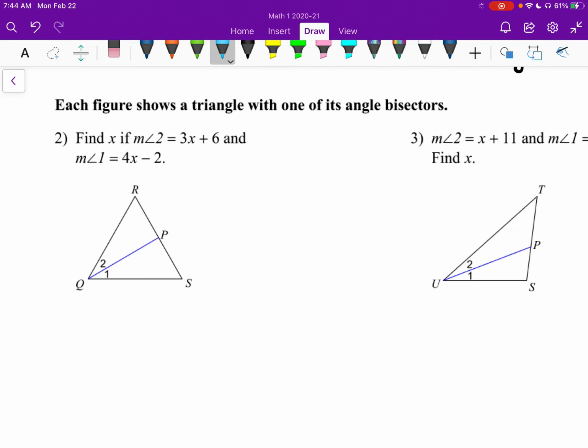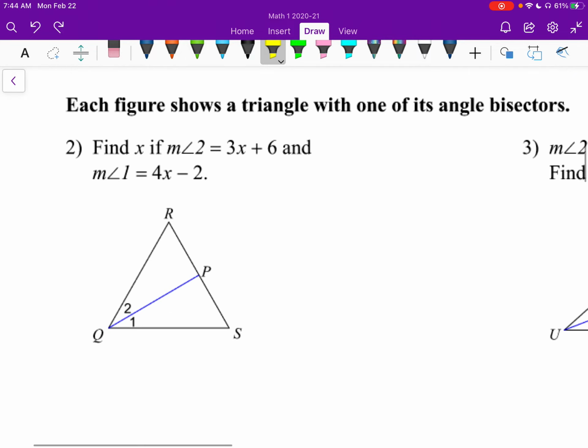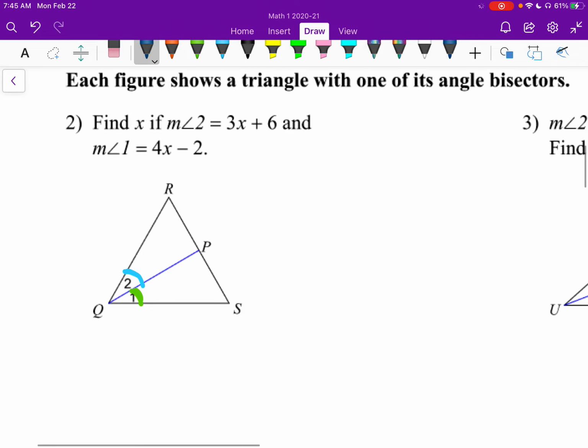So each figure shows a triangle with one of its angle bisectors. Right? So this blue line here bisects the angle Q. So it cuts it in half. So it says that measure of angle 2, that's this one here, is 3x plus 6. And measure of angle 1 is 4x minus 2. And they're equal because they were bisected, right? They're the new pieces of that big angle that was bisected. So we know that they have to be equal. So we can say 3x plus 6 is 4x minus 2.